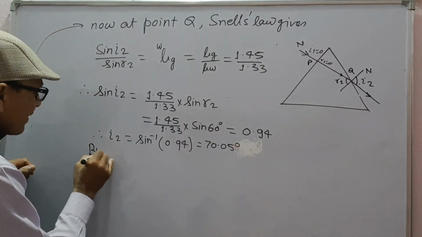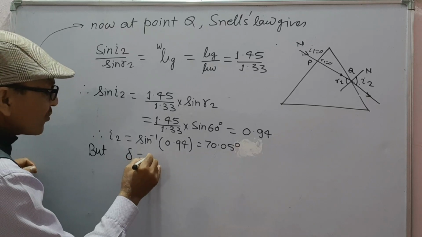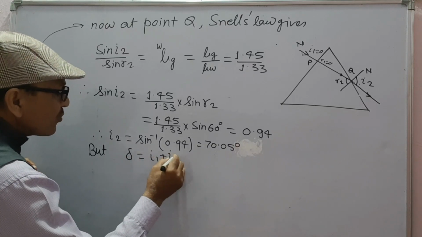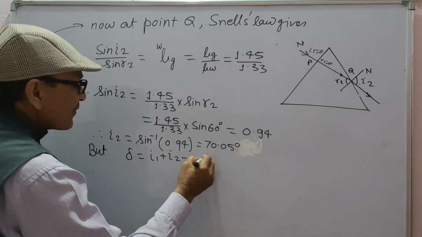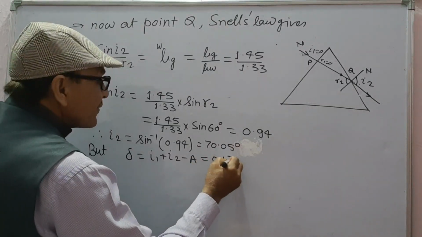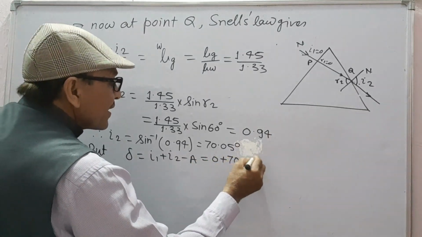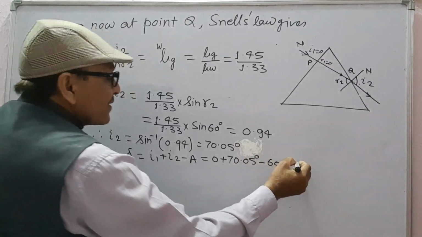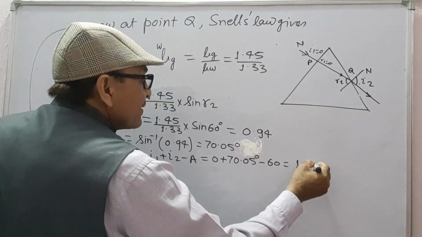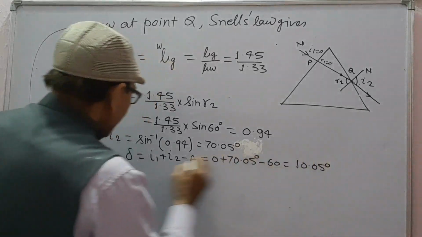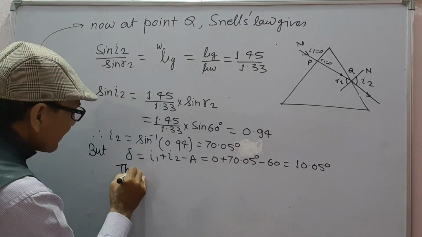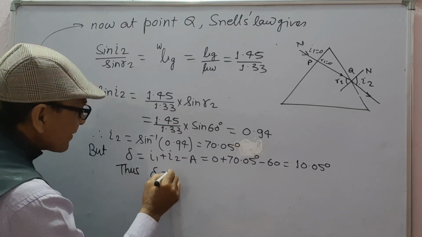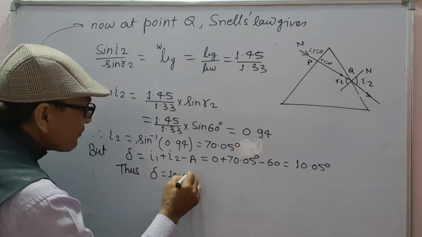But deviation is equal to I1 plus I2 minus A. This will be 0 plus 70.05 minus 60, which gives deviation 10.05 degree. Thus, the deviation is 10.05 degree.